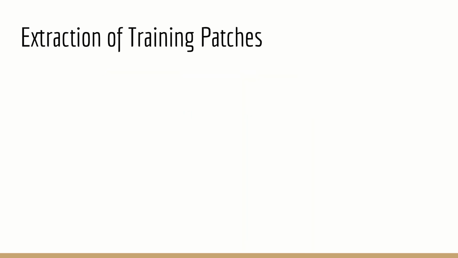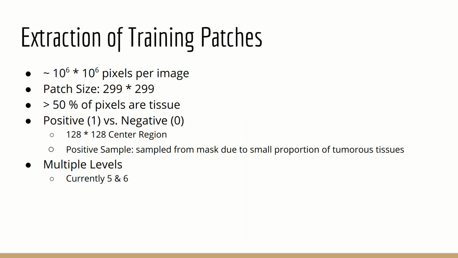In our approach, we choose to extract patches of size 299 by 299 from the original image of shape 1,000,000 by 1,000,000. Therefore, there are a lot of regions where there is no tissue, so we set a threshold of above 50% of pixels to be tissue. Among those, we create 128 by 128 center regions on each patch and check if there exist any tumorous tissues. If so, we add the patch to positive samples; otherwise, we add it to negative samples. One caveat is that we collected positive samples from masks, due to the small proportion of tumorous tissue, to speed up the entire process.